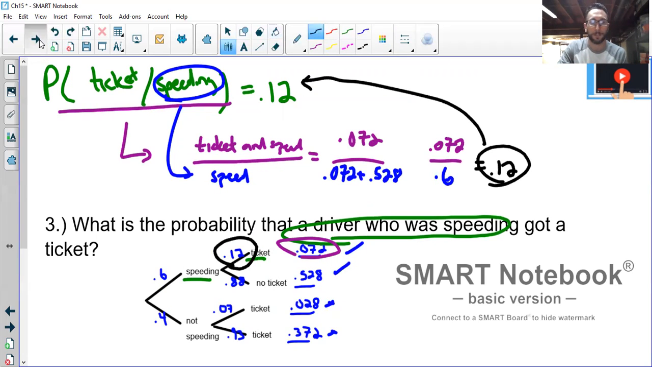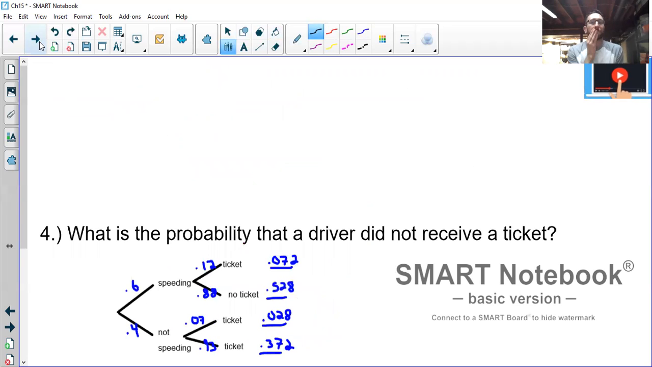Two more. What's the probability that a driver did not receive a ticket? Conditional? Do we know anything about this driver? I mean, we know they're a driver, but everybody in this problem's a driver. Do we know anything about tickets or speeding? Nah, we just want the probability they did not receive a ticket.